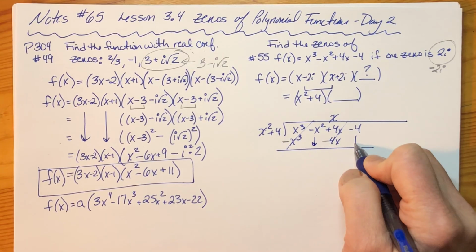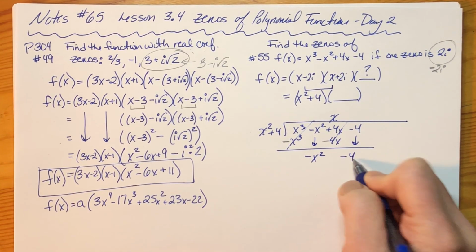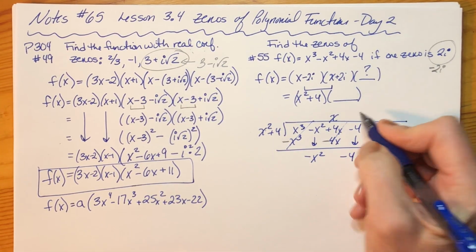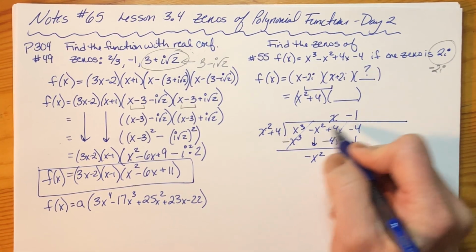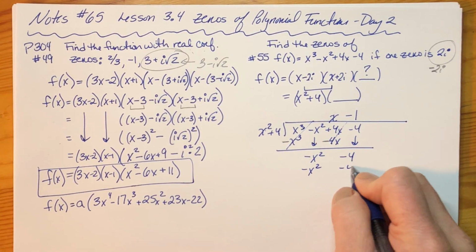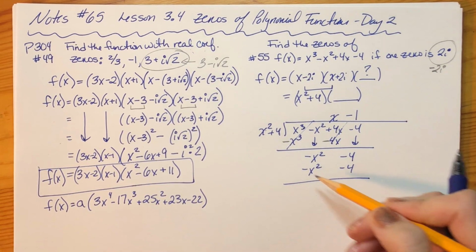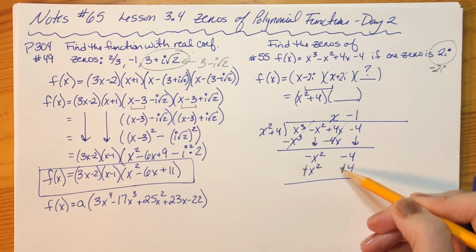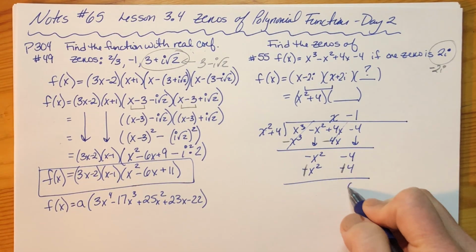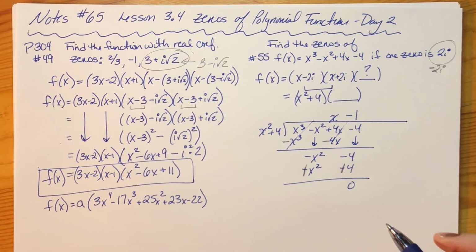Let's bring down what we have left. Minus x squared and minus 4. So something times x squared has to be negative x squared. That's just negative 1. Negative 1 times x squared is negative x squared. Negative 1 times 4 is negative 4. Oh, isn't that beautiful the way it lined up? And I go ahead and I change my signs because I'm subtracting. And look at my remainder. My remainder is 0. Now, if my remainder were not 0, something would be wrong, all right?